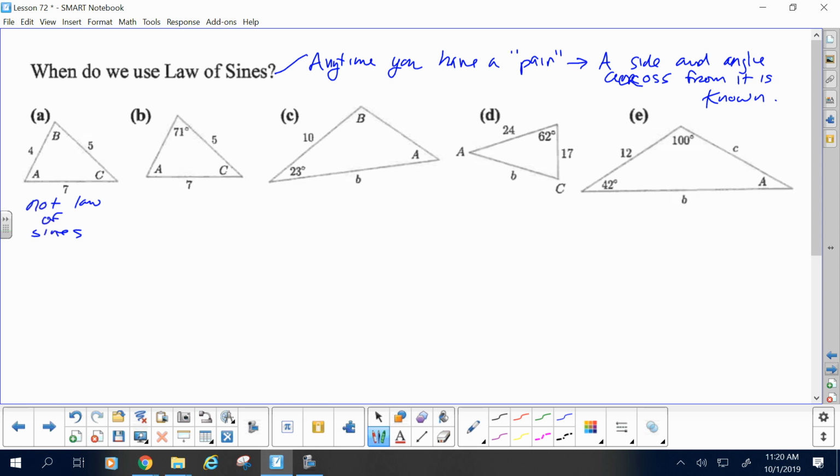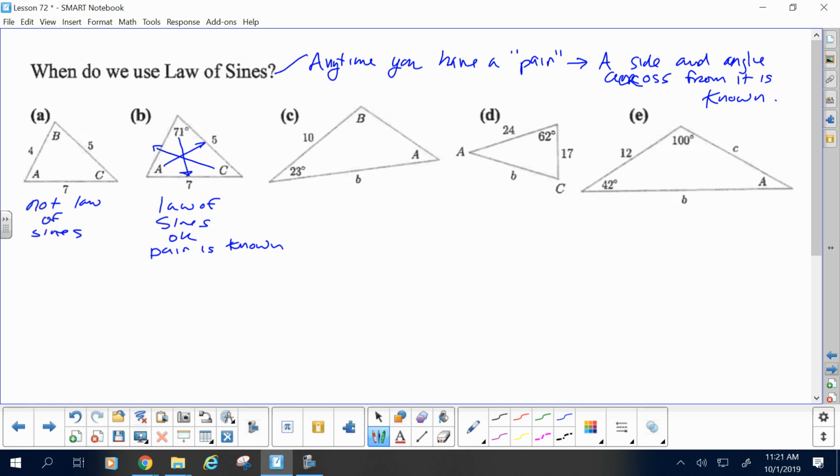In a case like this, in terms of what's together, 5 and A go together. C and this side, which I don't know, go together. And 71 and 7, now those go together. That is a pair. I know the angle and the side across from it, so this is a law of sines case because a pair is given. Would you do the other three on your own? Tell me yes, law of sines, or no, not law of sines.